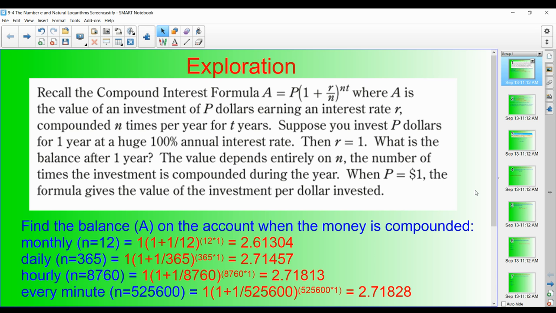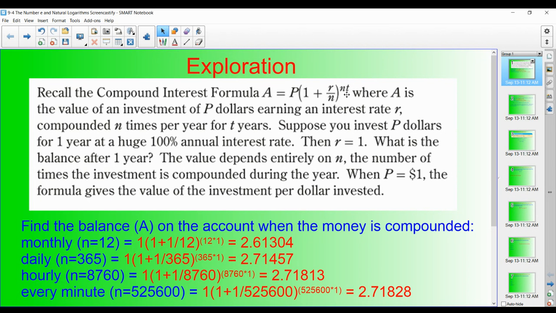Everyone. Today we're going to learn about the mathematical constant e and its relationship to logarithms with natural log. So to do that, first we need to remember back to advanced algebra where the compound interest formula, A equals P(1 + r/n)^(nt), was our formula where P is the starting investment, r is the rate, n is how many times it compounds per year, and t is how many years.